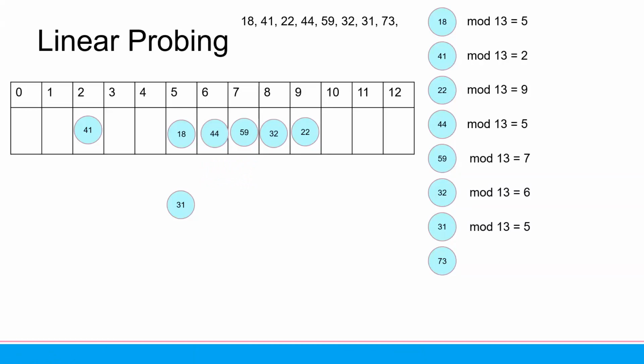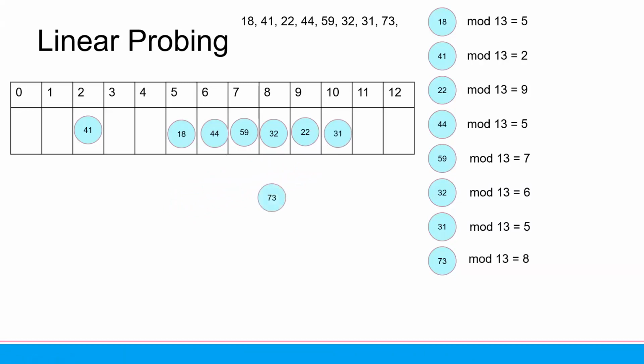What about 31? Okay, 31 mod 13 is 5, but 5 has been filled with a value. Then we go to the next. 6, okay, there is a value. 7, there is a value. 8, there is another value. 9, there is another value. So we put the 31 into index 10, which is empty.